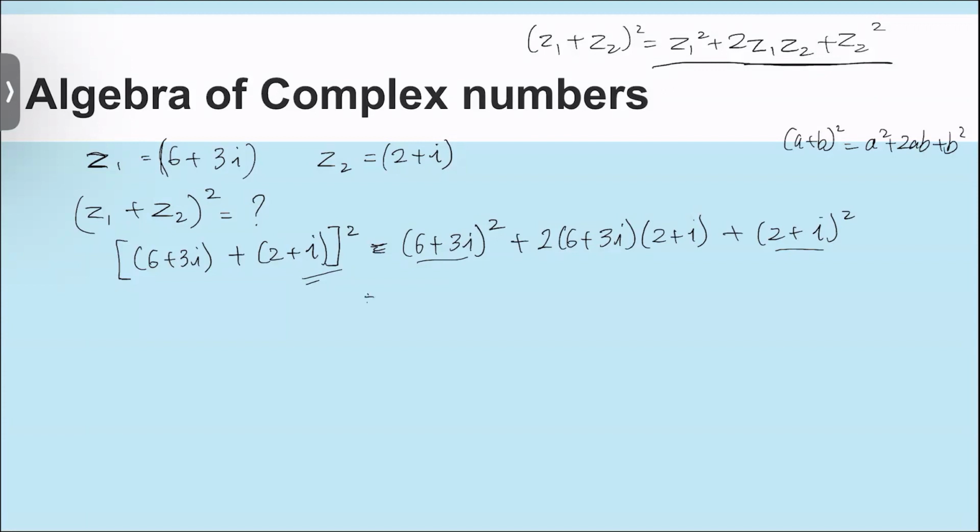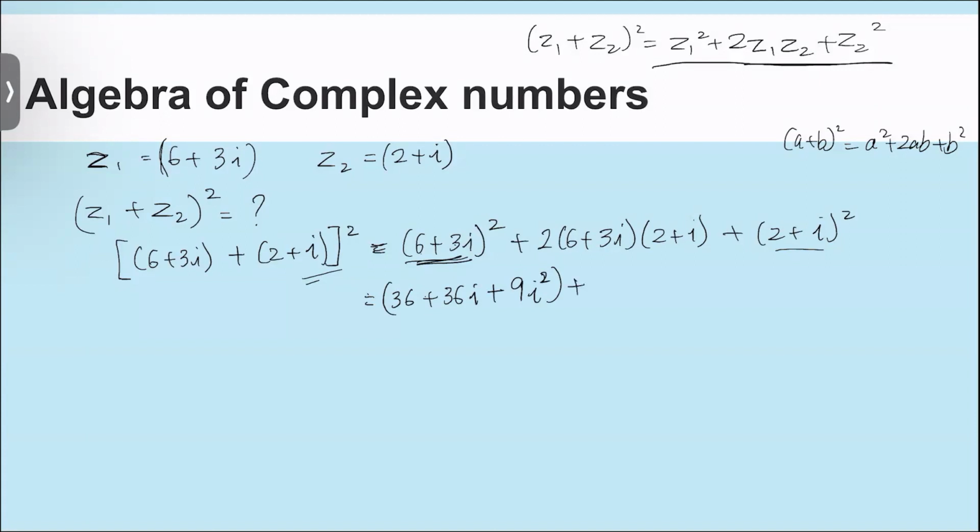So what we get is, if we first expand this, we will have 6 squared, so that is 36, and 2ab, so 2ab will be 6 into 3i, so that will be 18i, 18i into 2, so again 36i, and over here you have 3 squared i squared, so that will be 9i squared. Okay, so we expanded this.